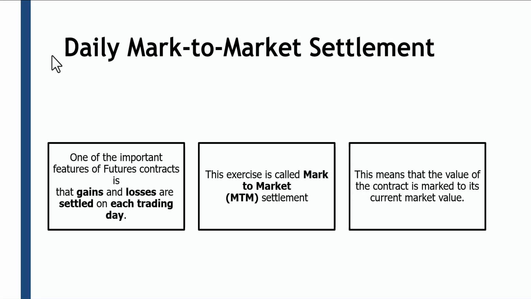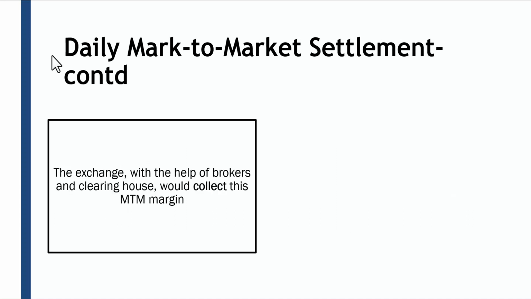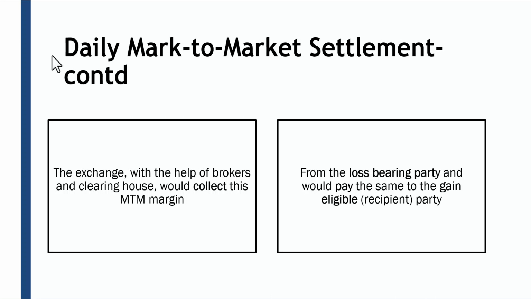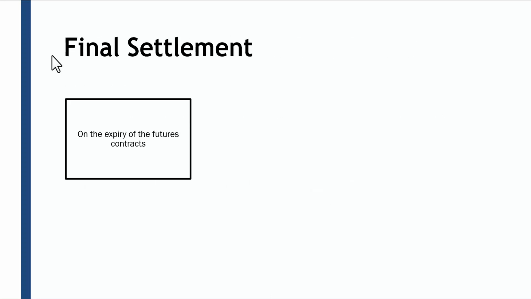This means the value of the contract is marked to its current market value. The exchange, with the help of brokers and the clearing house, would collect this additional margin. So the margin is collected by the stock exchange from the loss-bearing party and given to the profit-bearing party.